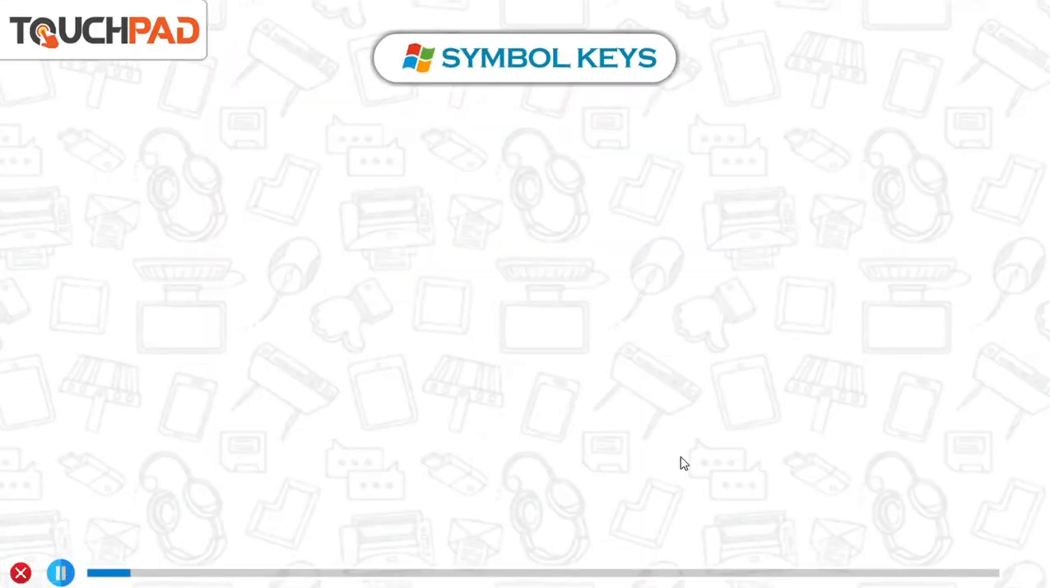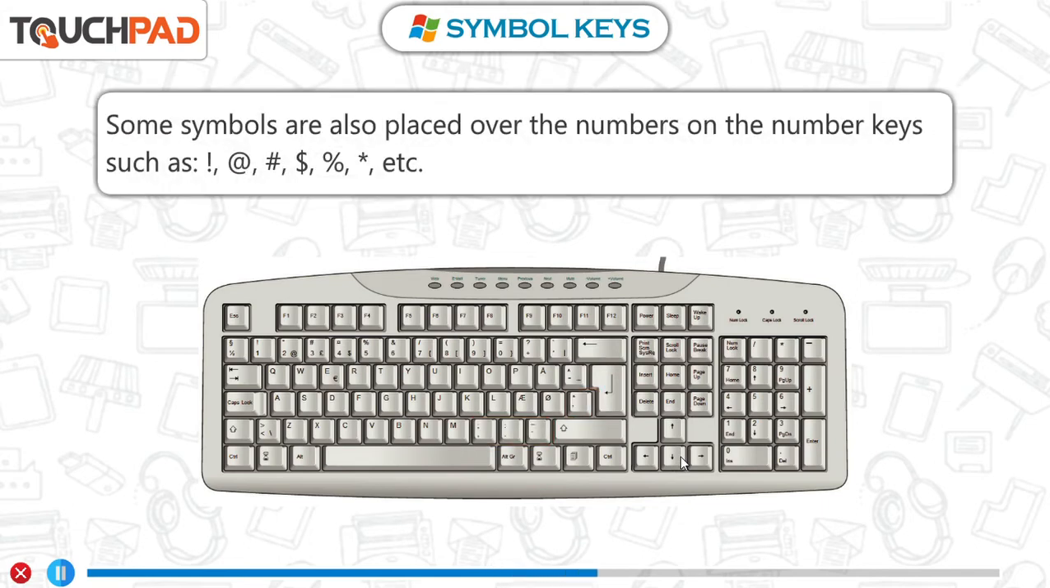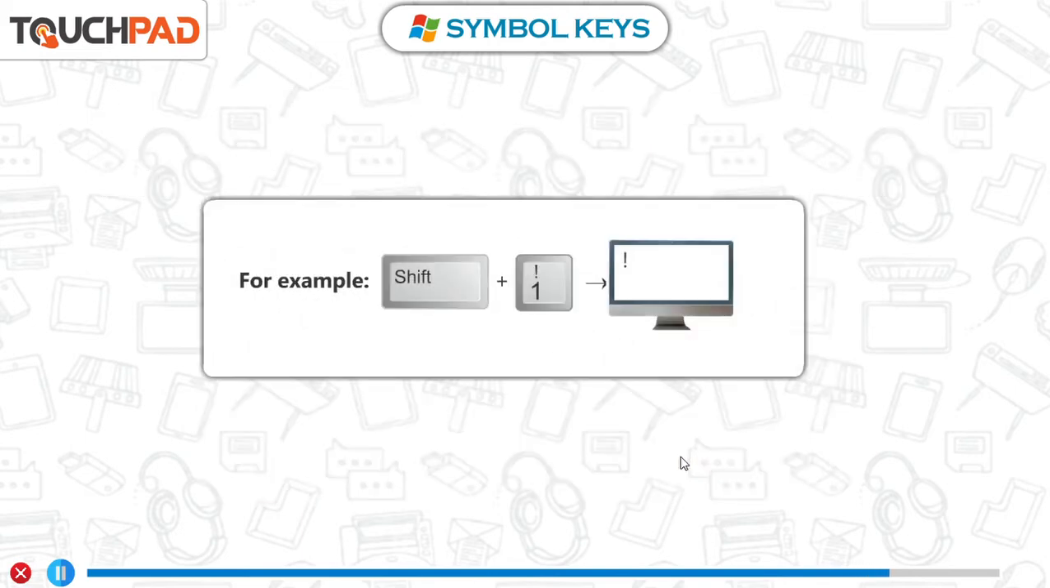Symbol keys. These keys have special signs and symbols. Some symbol keys are to the right of the alphabet keys, such as slash, greater than, less than, open bracket, etc. They have two symbols on them. Some symbols are also placed over the numbers on the number keys, such as exclamation mark, at, hash, dollar, percentage, star, etc. For example, Shift plus 1 will give you exclamation mark.